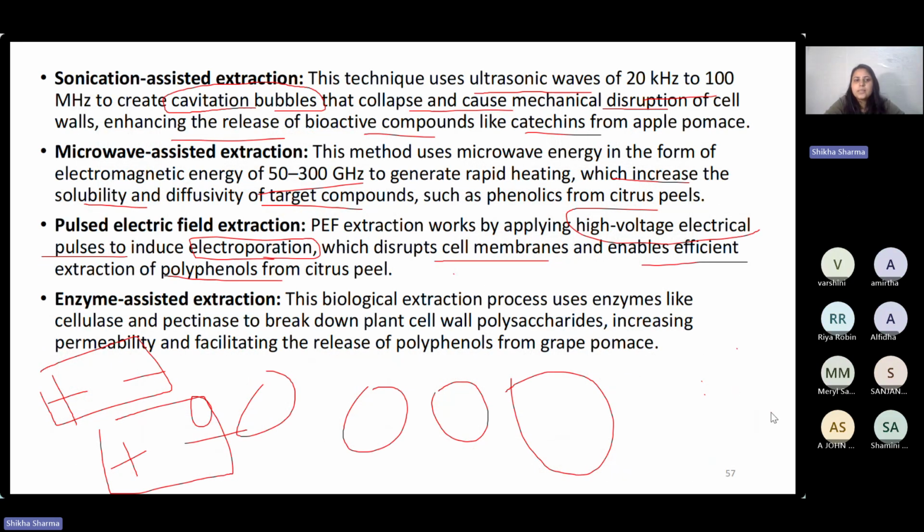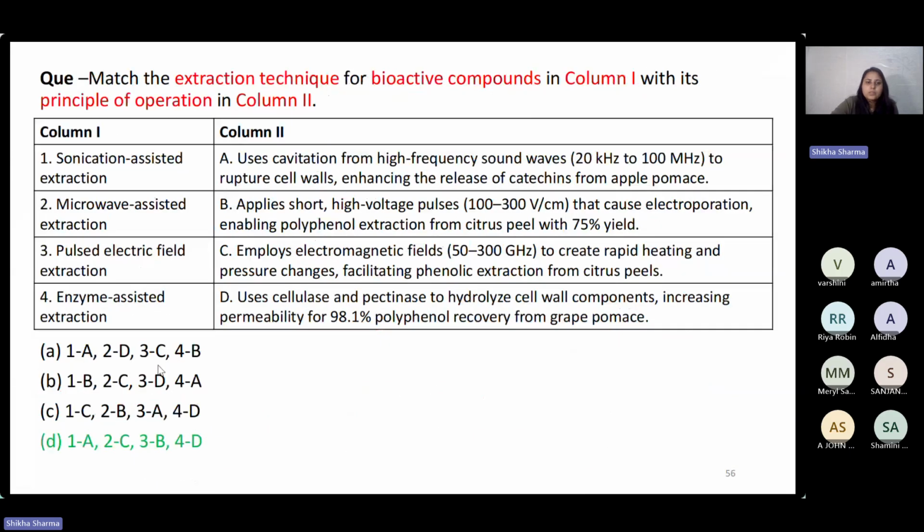Next is the enzyme assisted extraction. It is a biological extraction process where enzymes, like cellulase and pectinase, break down the plant cell wall polysaccharides, increase the permeability, and facilitate the release of the polyphenols from any pomace, like grape pomace.